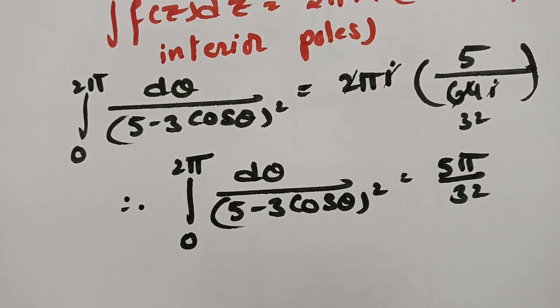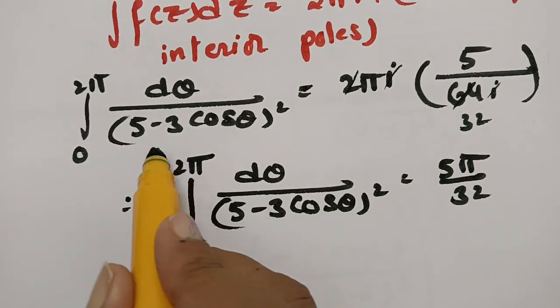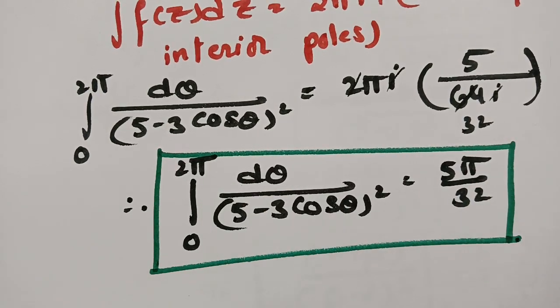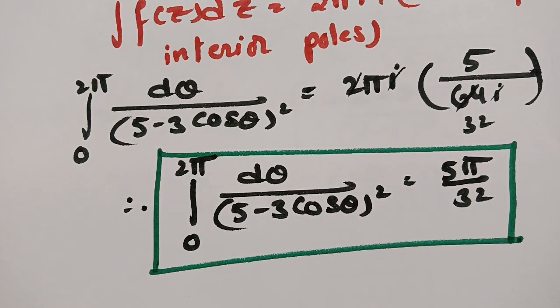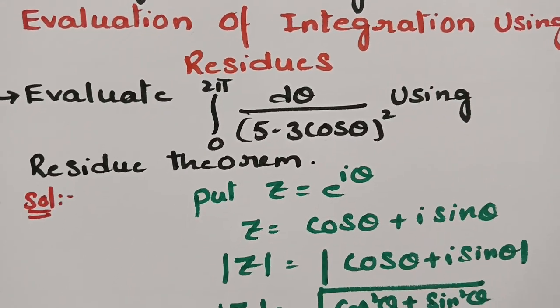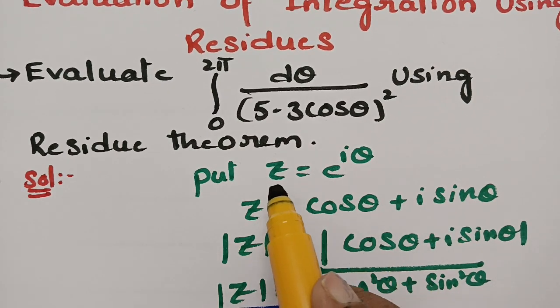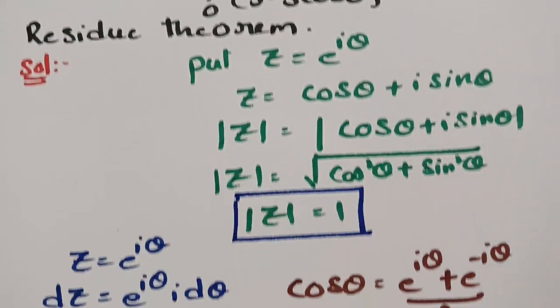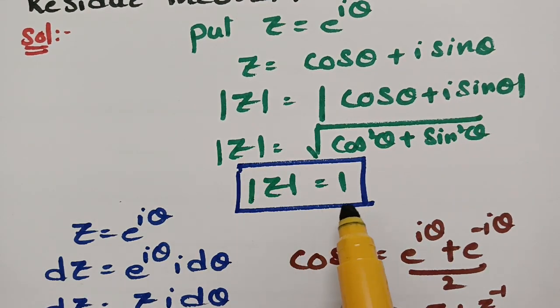This is the final answer for the given integral 0 to 2 pi d theta by (5 minus 3 cos theta) whole square is equal to 5 pi by 32. This is how we have to solve, and let me explain it once again. So this is the question given. In this question, we have to take z is equal to e power i theta, and taking modulus on both sides we get the region mod z is equal to 1.